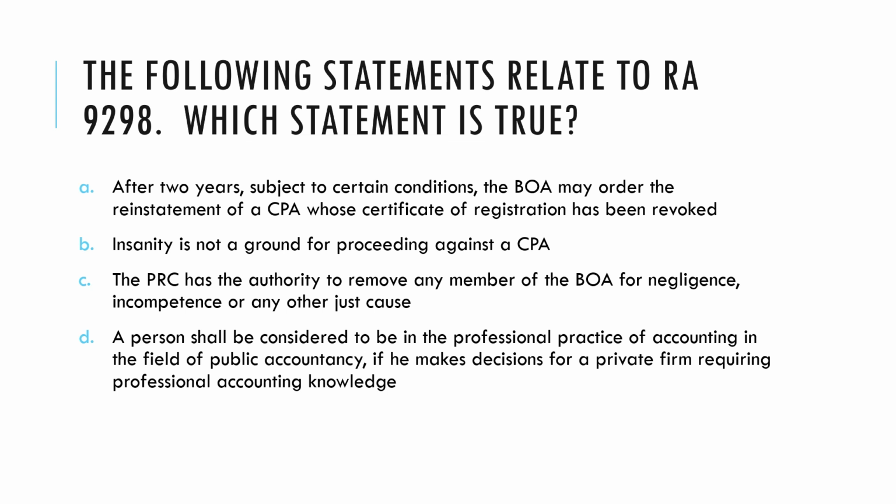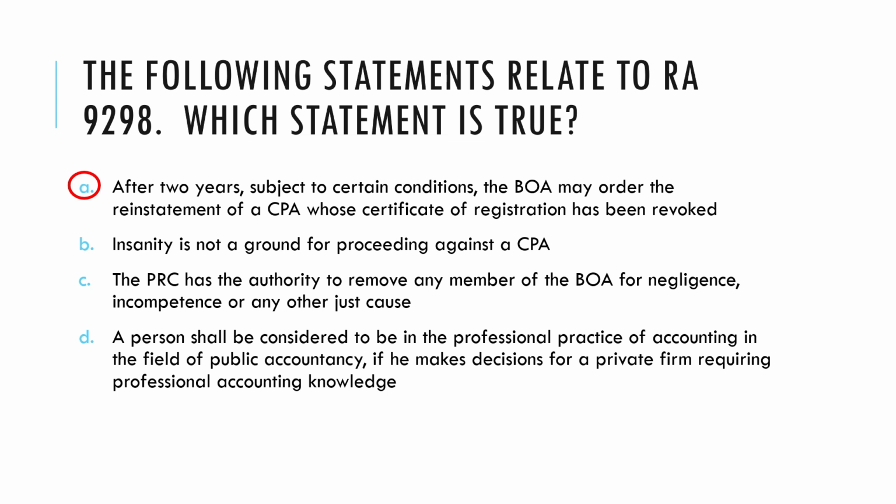Next, we go back to RA 9298 and we are going to identify which of the following four statements is true. Letter A, after 2 years, subject to certain conditions, the Board of Accountancy may order the reinstatement of a CPA whose certificate of registration has been revoked. And if you have read the provisions of RA 9298, you'd be able to identify that this is a true statement. But do remember that the reinstatement of the CPA who has a revoked license after 2 years is not automatic. This will have to be evaluated and later on decided by the Board of Accountancy. There is no such thing as an automatic reinstatement.